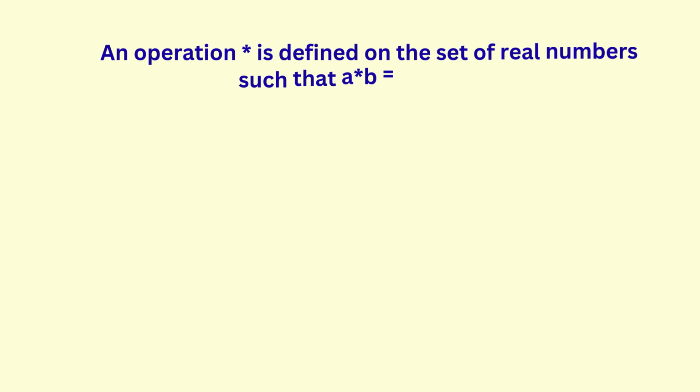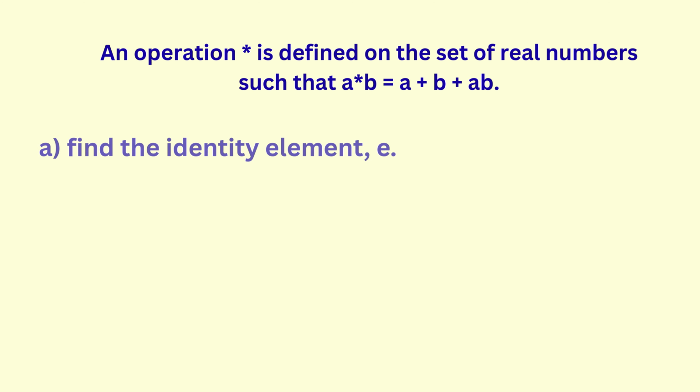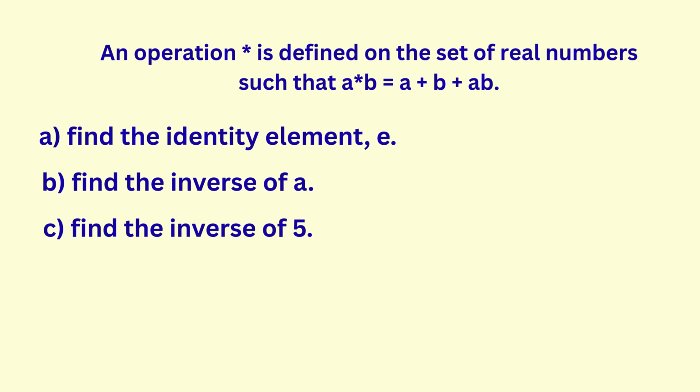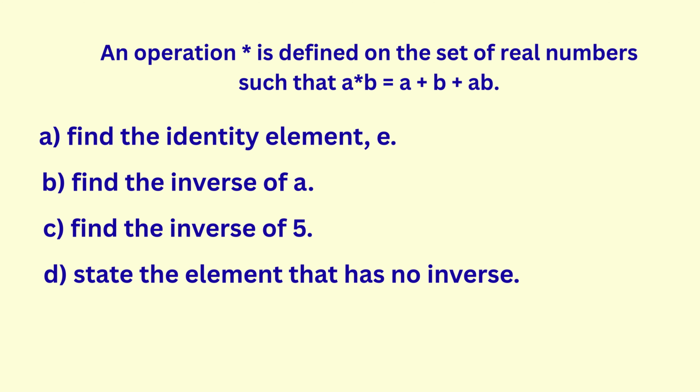Let's try an example with a custom-made binary operation. An operation star is defined on the set of real numbers such that a star b equals a plus b plus ab. Determine the identity element. Find the inverse of a. Find the inverse of 5. State the element that has no inverse.